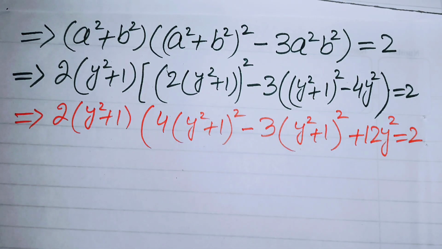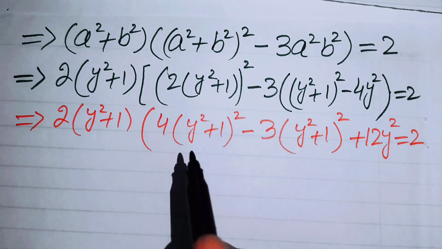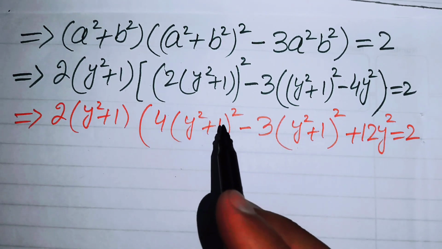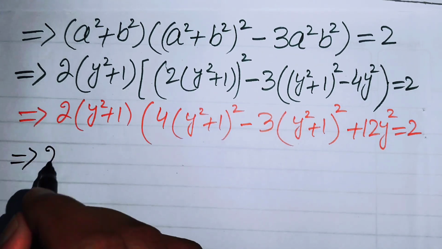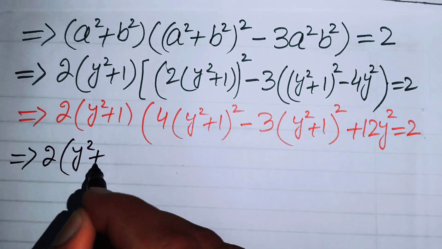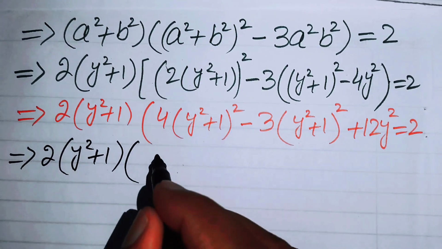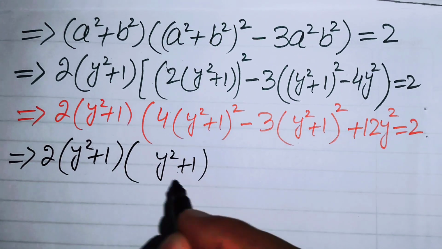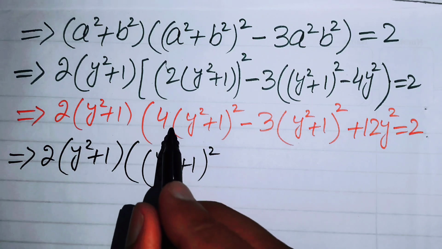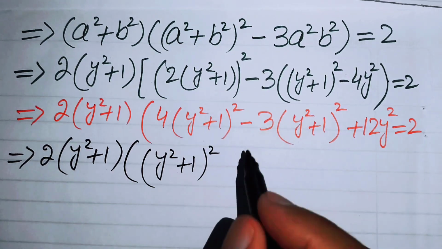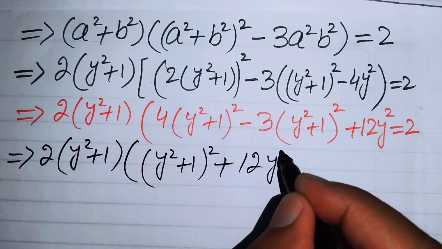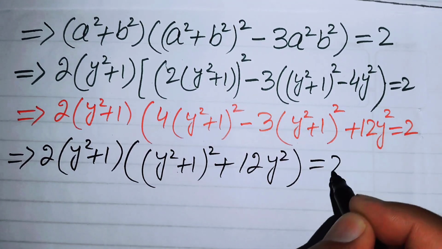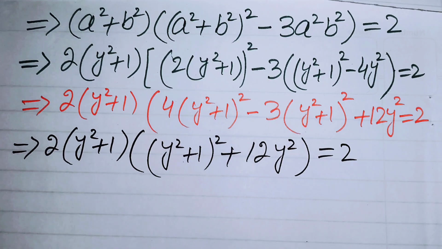And now you can see that here we have plus 4 times of y square plus 1 whole square and minus 3 times of y square plus 1 whole square, and here you get 2 times of y square plus 1 into, here you obtain y square plus 1 whole square, because 4 minus 3 is equals to 1, and here you obtain plus 12 y square and whole is equals to 2.